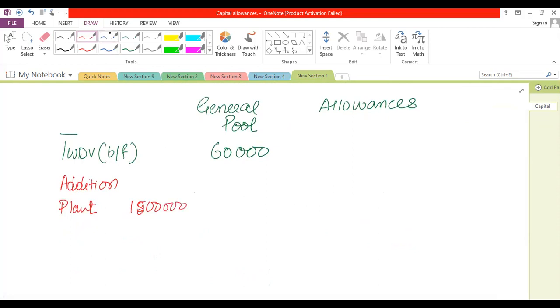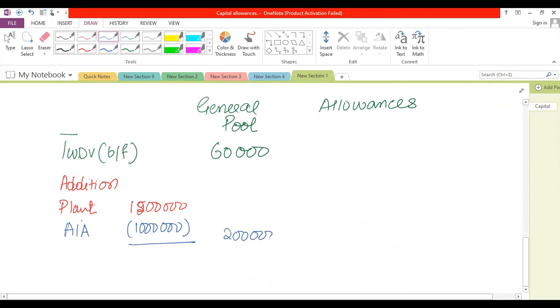Now how much AIA is available? The limit is 1 million. So you can claim 1 million AIA, assuming it's a 12-month accounting period. So as a result, the excess value is transferred to the general pool. And how much is to be transferred to the allowance account? It's 1 million.